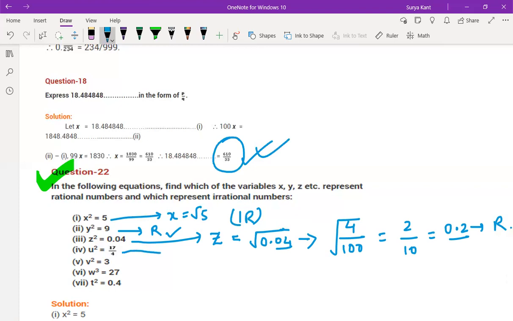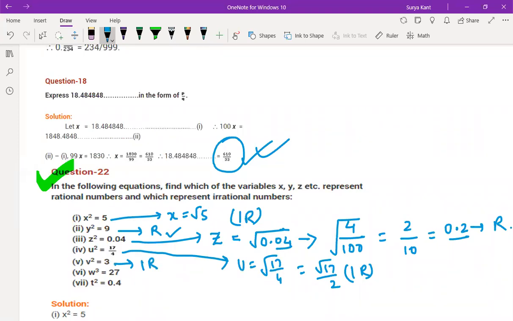So the next one is this one, u. What is the value of u over here? Is this rational or irrational? This is an irrational number because u is equal to root of 17 by 4. So you can write here root 17 divided by 2. So this is nothing but an irrational number only. Okay. Next, what about v? This is also irrational.